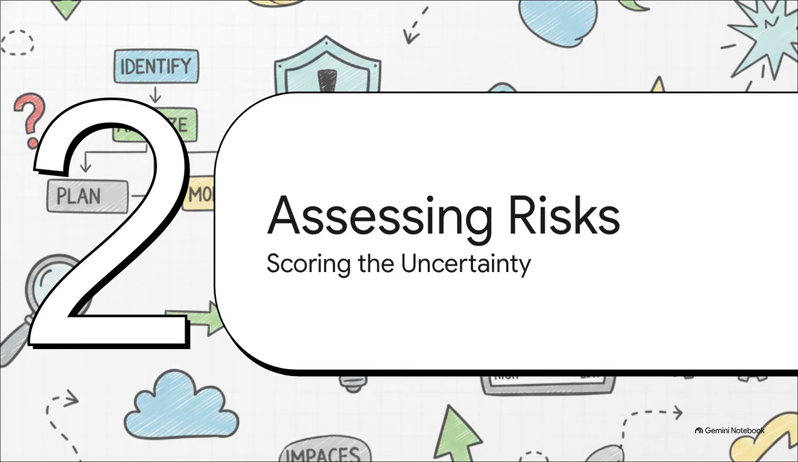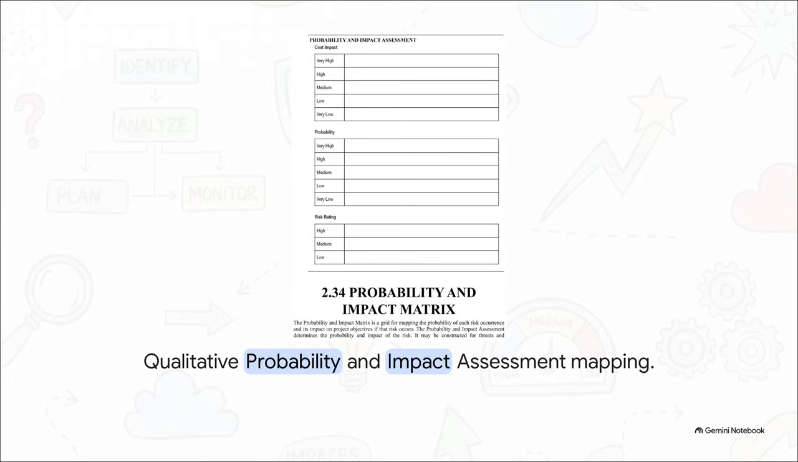Which brings us to Section 3, Assessing Likelihood and Impact. We're going to score the uncertainty. Once we find the risks, we have to prioritize them, right? We bring in qualitative tools like the probability and impact matrix. This allows us to quickly map and rank risks.